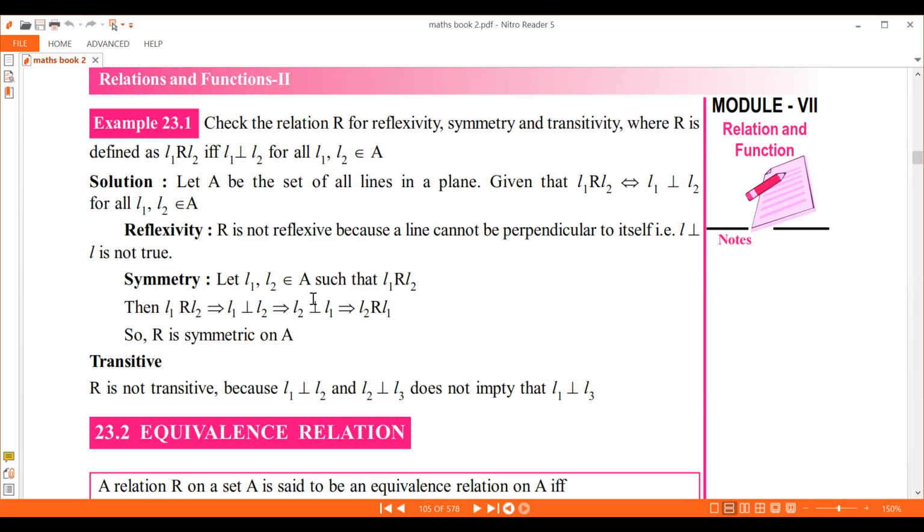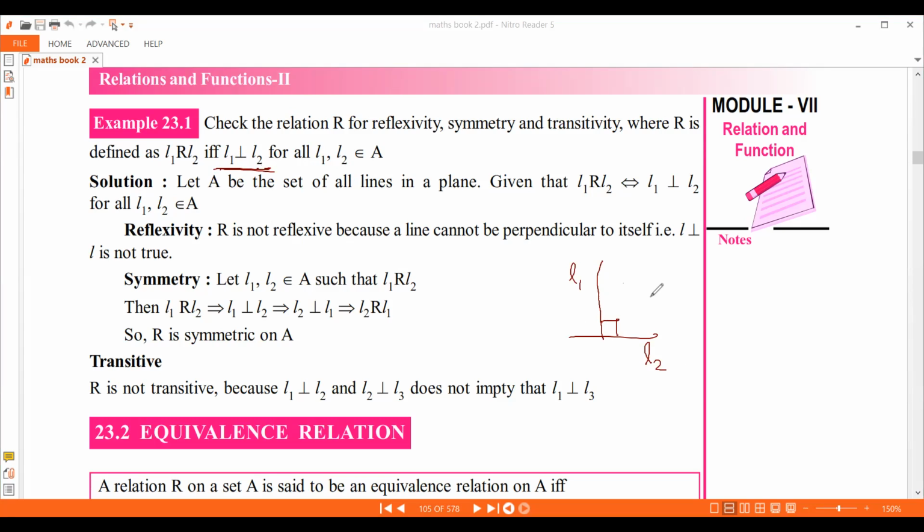Okay. Now, let us see. L1 related to L2. You don't have to write, just check. L1 is related to L2 if L1 is perpendicular to L2. That means the situation they are talking about is perpendicular lines. L1 is perpendicular to L2, for all L1, L2 belongs to A.